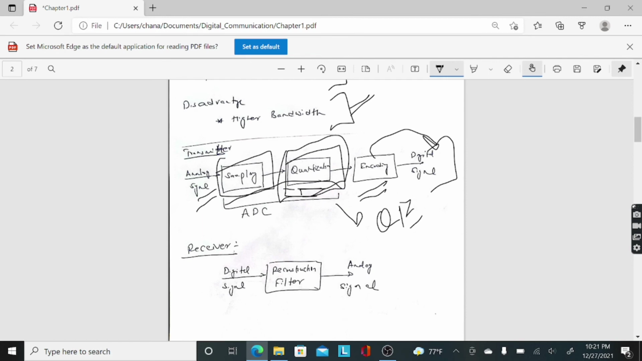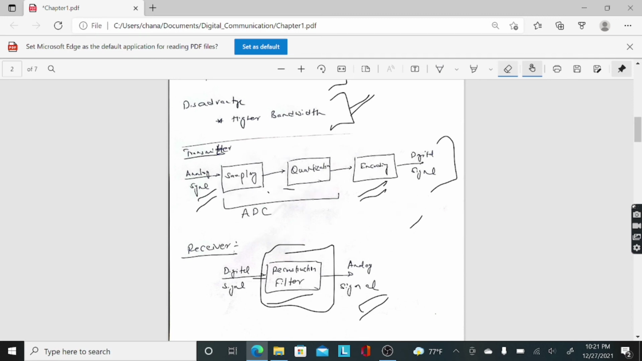On the receiver side, when you receive this digital signal, there is no desampler or dequantization to reverse this. All you do is pass it through a reconstruction filter on the receiver side, and you can get back the original analog signal. How can a reconstruction filter basically give back the analog signal? We'll read those things in the next few classes, but this is the high level representation of what happens in digital communication. So when I talk about analog to digital conversion, I usually talk about sampling, quantization, and on the receiver side I have this reconstruction filter.